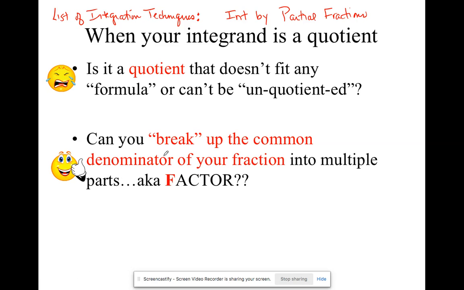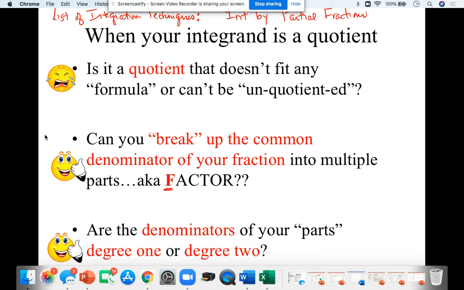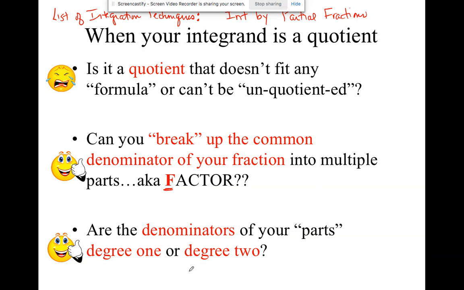And I remember I took pre-cal and paid attention. And I look to see if my denominator can be broken into multiple parts. In other words, can I factor it quickly and easily, the good F word? And if the parts are degree 1 or degree 2. Partial fractions works with higher degrees, but BC is only going to test you on degree 1 or degree 2.